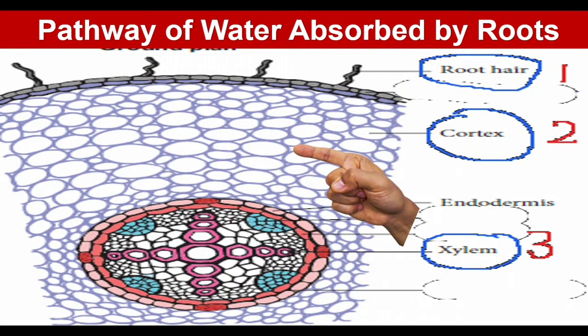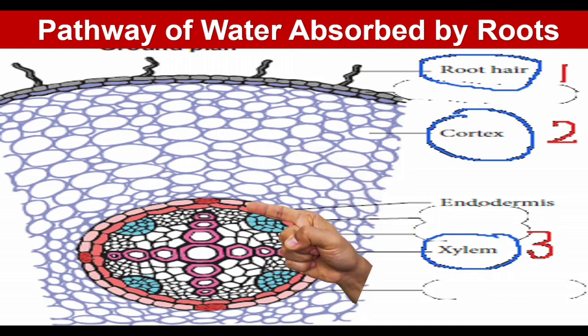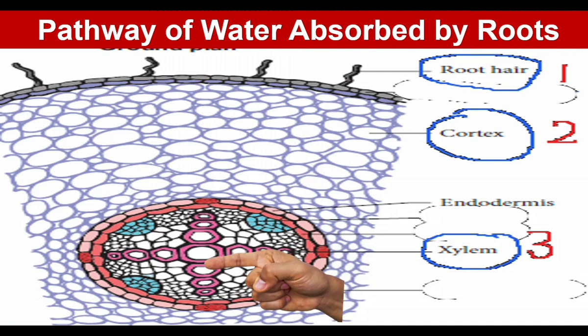When root hairs absorb water, the water concentration increases in the root hair. So water from the root hair moves to the cortical cells. From one cell to another cell, the water crosses the cortex and then reaches the endodermis. The endodermis has passage cells. Through the passage cells, the water reaches the xylem. As water continuously reaches the xylem, a pressure is created. As a result, the water starts moving upwards, passing through the stem and reaching the leaves.